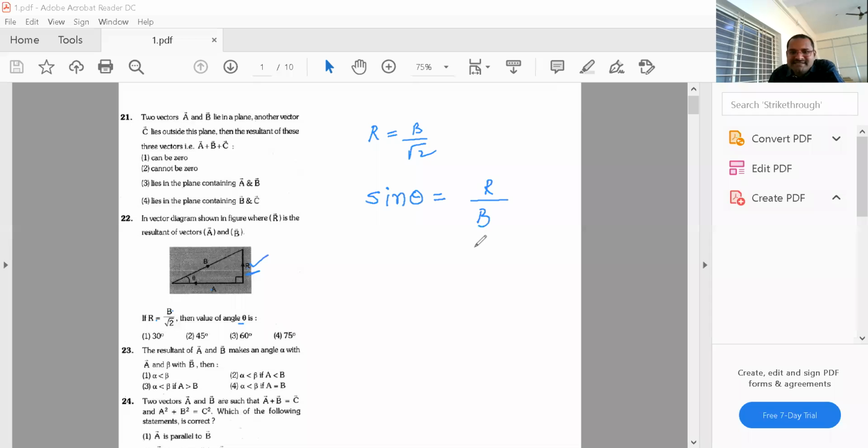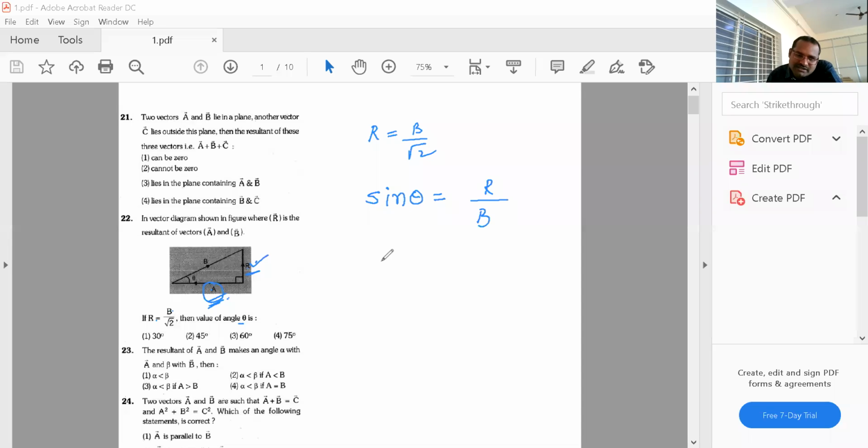Correct? Why am I taking only sin theta, sir? Why not taking tan theta? Why not taking cos theta? Because if you take cos theta, you will have the value of A, and they didn't say anything about that. If you take tan theta also, you will get opposite side by adjacent side. Again, you will have the value of A. They have not given any value of A, so we cannot find it by using cos or tan. So let us take sin.